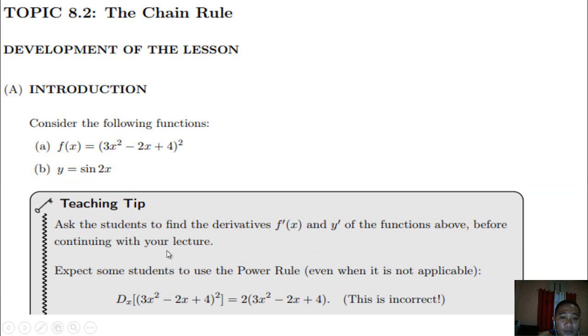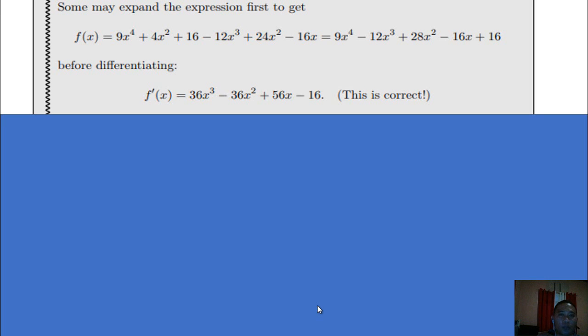So, when we have 3x squared minus 2x plus 4 raised to the power of 2, this is not equal to just taking this one, because the inside, we have not yet taken the derivative of. Since the power rule is not sufficient for us to look for the derivative of this, we need to look at everything. So, how do we do that?